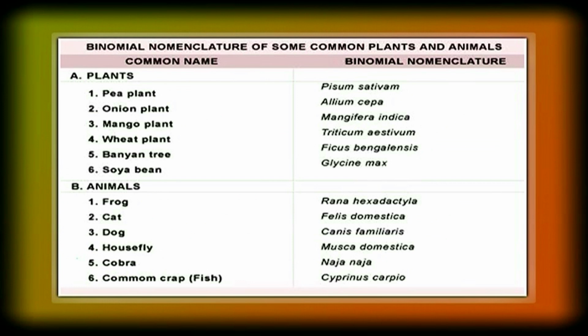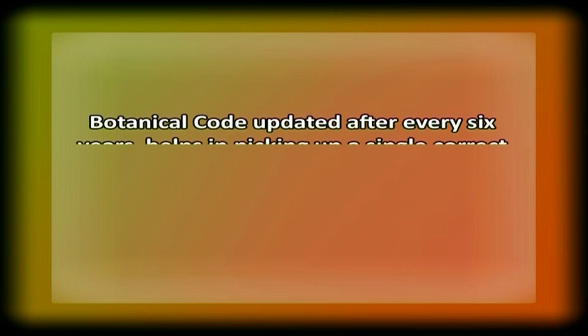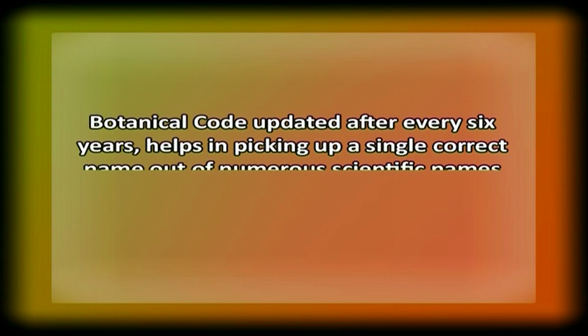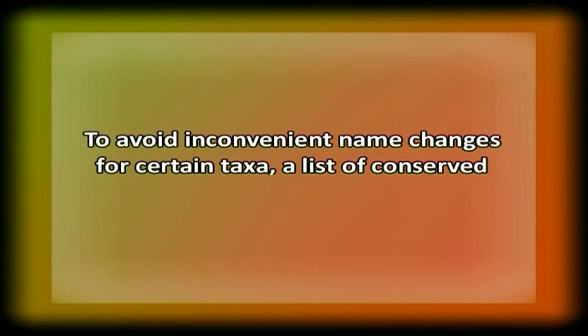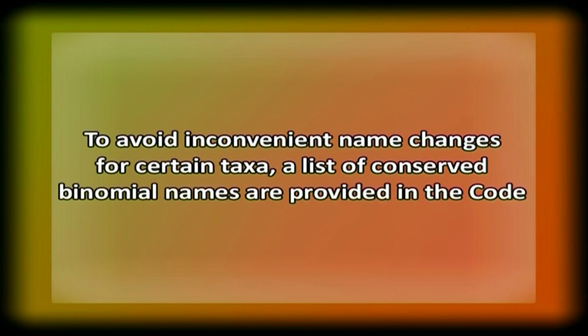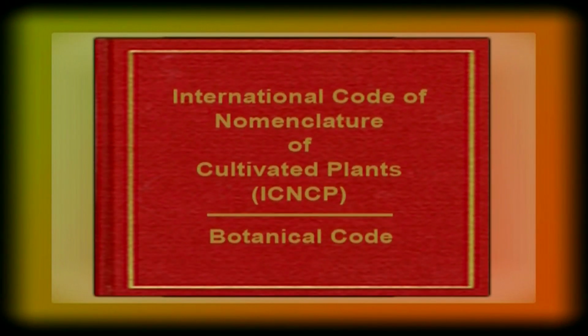This table shows some binomial scientific names of some plants and animals. The Botanical Code is updated after every 6 years. It helps in picking up a single correct name out of numerous scientific names available for a taxon with a particular circumscription, position and rank. To avoid inconvenient name changes for certain taxa, a list of conserved binomial names is provided in the code. Cultivated plants are governed by the International Code of Nomenclature of Cultivated Plants (ICNCP), largely based on the Botanical Code, which is a slightly modified form.